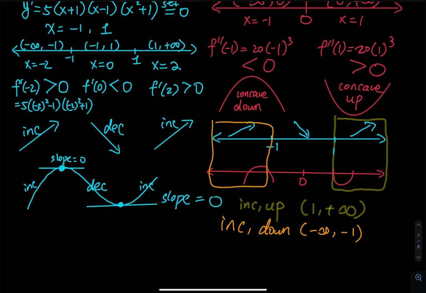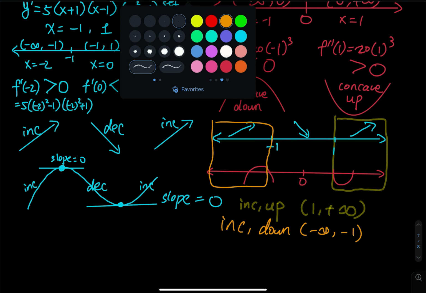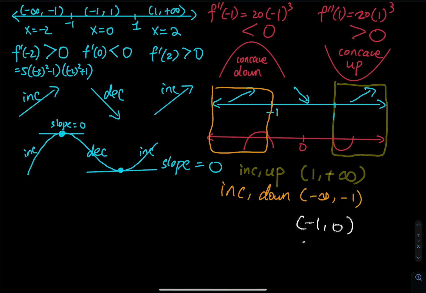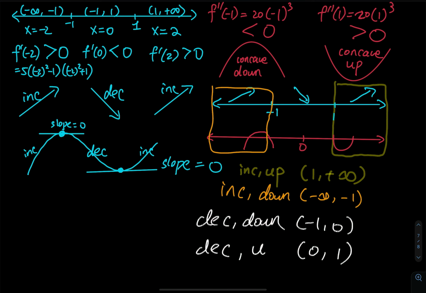And then how about from negative 1 to 0? And how about from 0 to positive 1? From negative 1 to 0, that is decreasing and concave down. From 0 to 1, that is also decreasing but concave up. So that's how you do this type of problem.